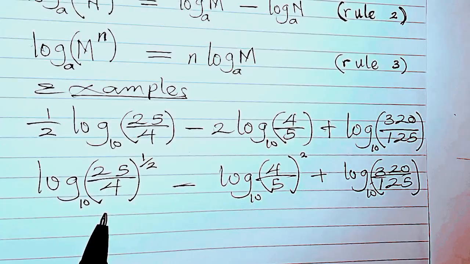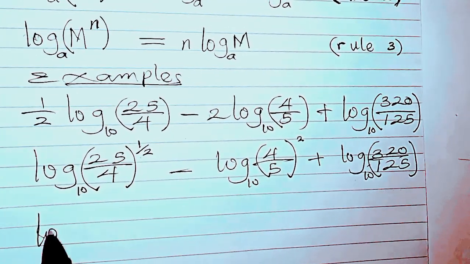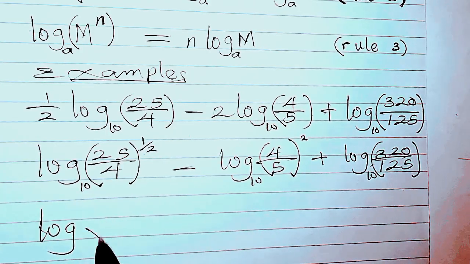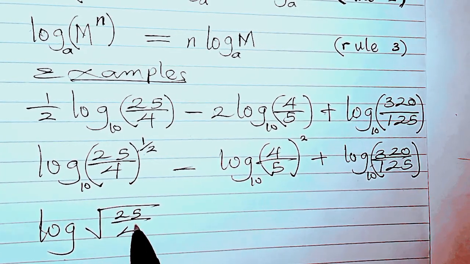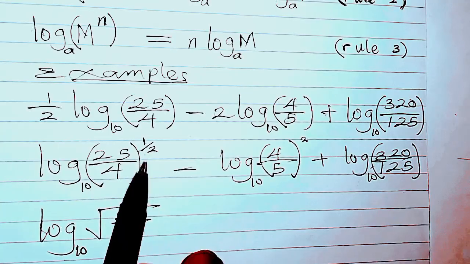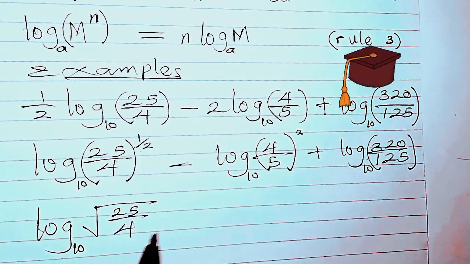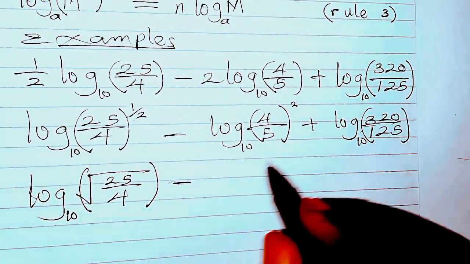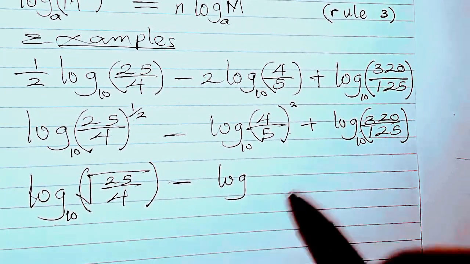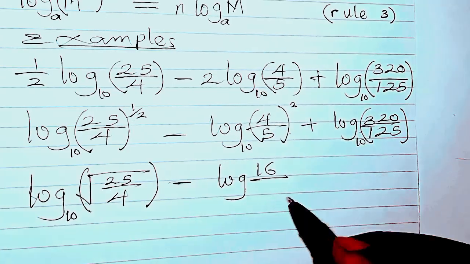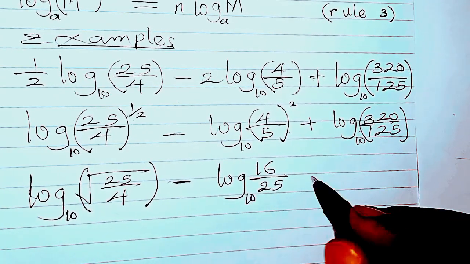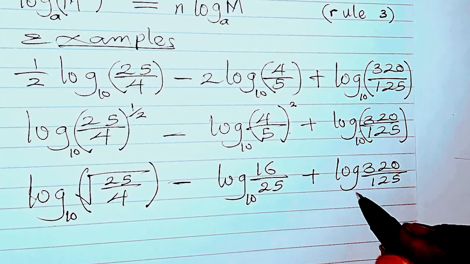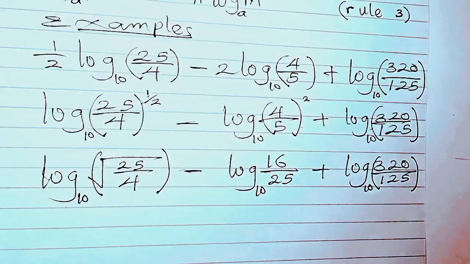And then the next step is to make use of this as the square root, and that's one of the laws of indices there. This becomes the square root of 25 over 4 base 10. That's the interpretation of 25 over 4 raised to the power of 1 over 2, minus, we can just decide to put it in a bracket, minus this is log, of course, 4 squared is going to be 16 over 5 squared, that's going to be 25 base 10, plus log 320 over 125 base 10. And this is what we have.